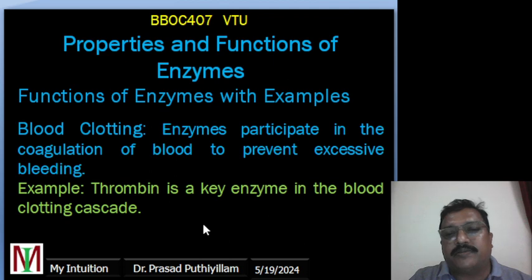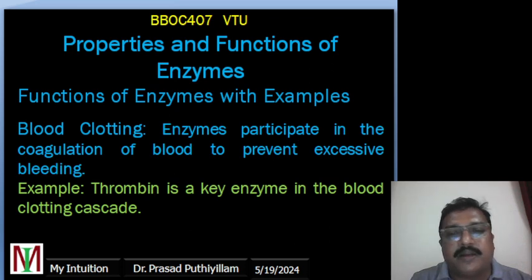Then comes the next function, that is blood clotting, which is actually coagulation. Think of a team of construction workers repairing a damaged pipe. If a pipe is damaged or blocked, somebody has to do the work. So enzymes are like those workers repairing the pipe. They participate in the complex process of blood clotting, preventing excessive bleeding. If there is a pipe leakage, we put some bandage on it and temporarily block it, then the further needed work has to be done.